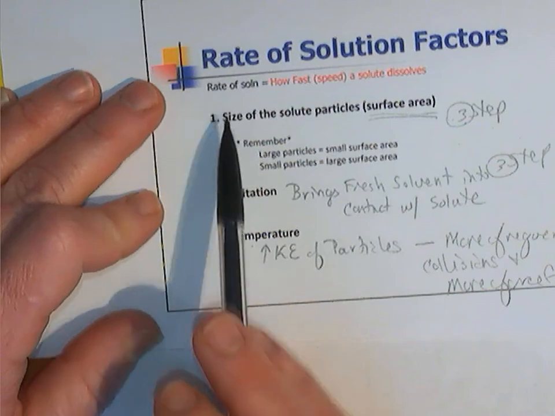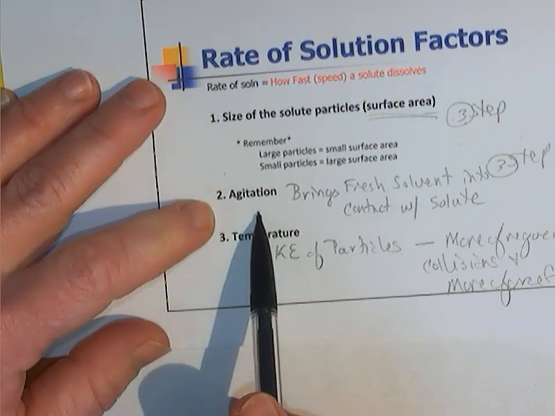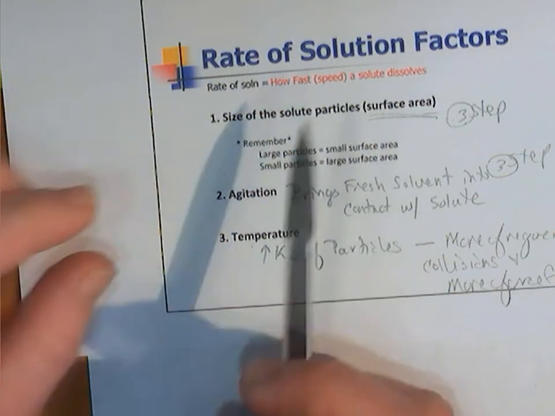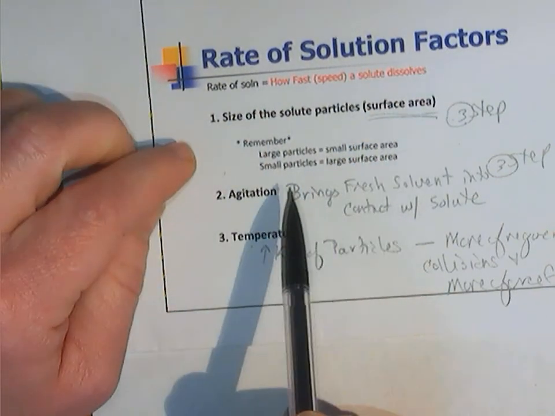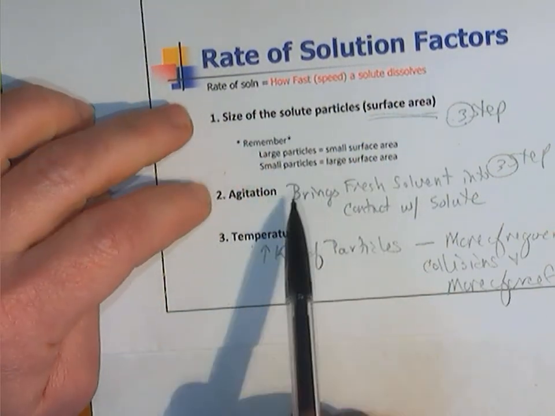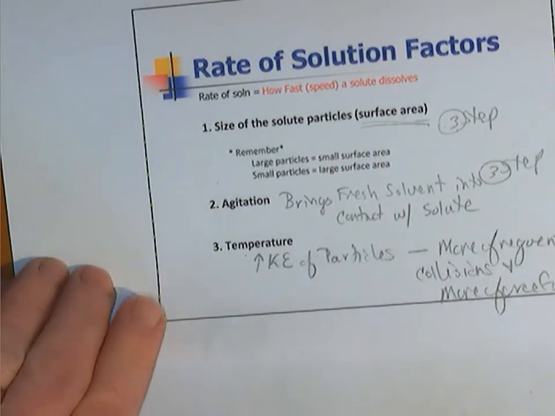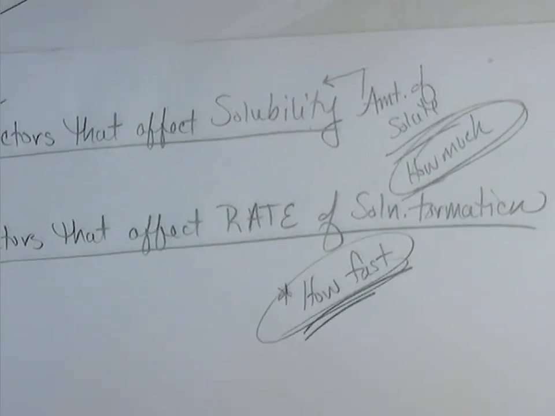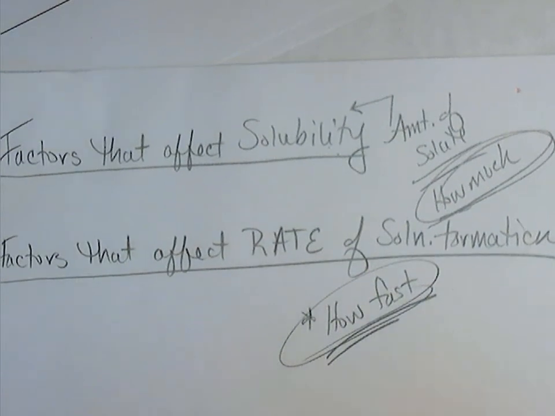And then, of course, we would do the opposite of these, not agitate or have large solute particles or minimal surface area, or lessen the surface area to get a solution to form slower. So that is a review of the factors that affect solubility and also determine how fast a solution forms.